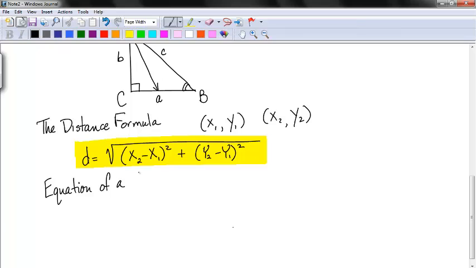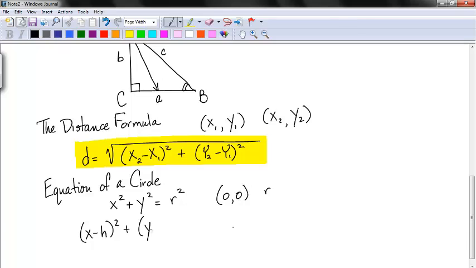This goes all the way back to your Algebra 2. Equation of a circle. Remember, if it's at the center of your circle, it's x squared plus y squared equals r squared. That one's at the center, 0, 0, and your radius is r. But if it's off center, it's x minus h, quantity squared, plus y minus k, quantity squared, equals r squared. And that's where the center of your circle is at h, k, and your radius is r.